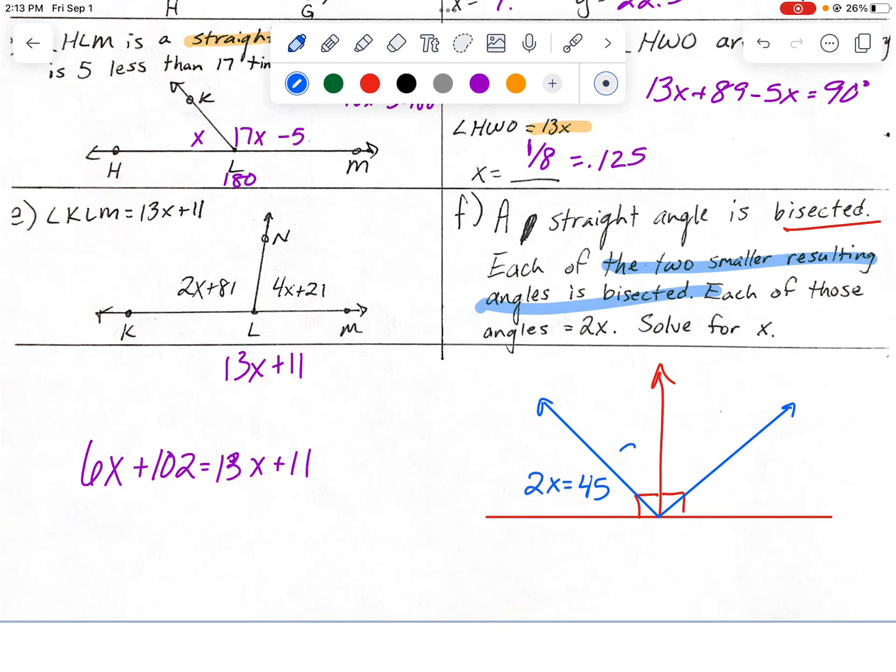And it says each of those is also 2x. And from there I can set up my equation to get x. Let me know what questions you have, and I will see you soon.